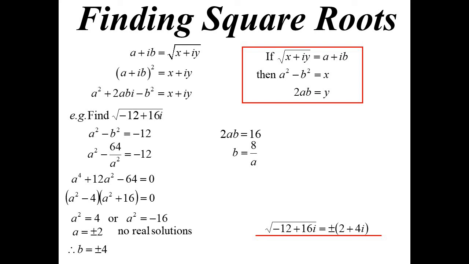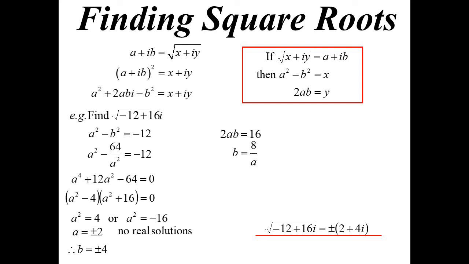Now here's the interesting thing. If I had said to you, find the square root of 16, you would have given me the answer 4, not plus or minus 4. Complex numbers you can't order. So therefore you give both plus or minus 2 plus 4i as the square root. Okay, so it's a little bit different.